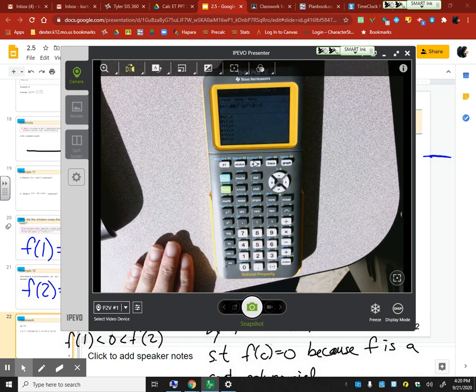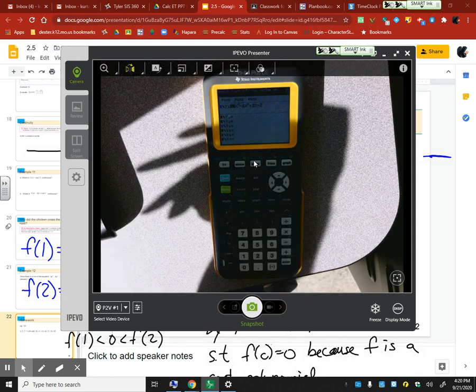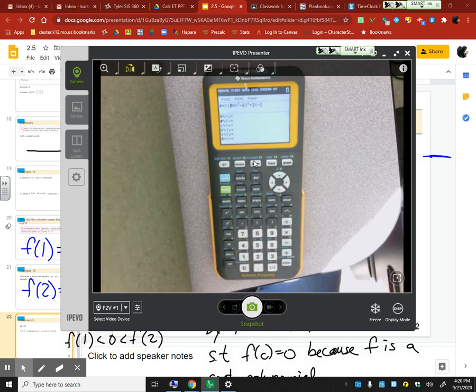Oh, the sun's really coming in on that. Oh man. Let me grab a folder real quick. Let's shield that. You see that? All right, that's better.